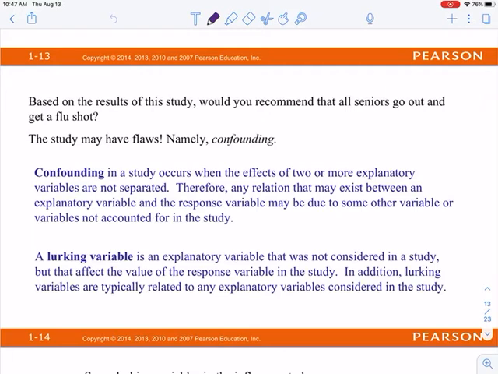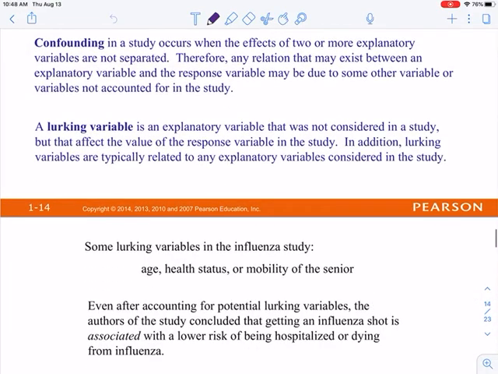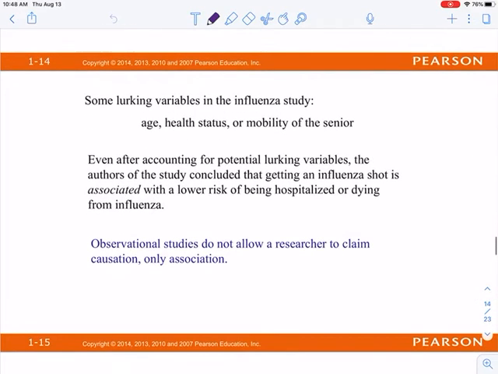A lurking variable is an explanatory variable that was not considered in a study, but the effect and the value of the response variable in the study. In addition, lurking variables are typically related to an explanatory variable considered in the study. So some lurking variables in the influenza study: you could have your age, health status, or the mobility of the senior.